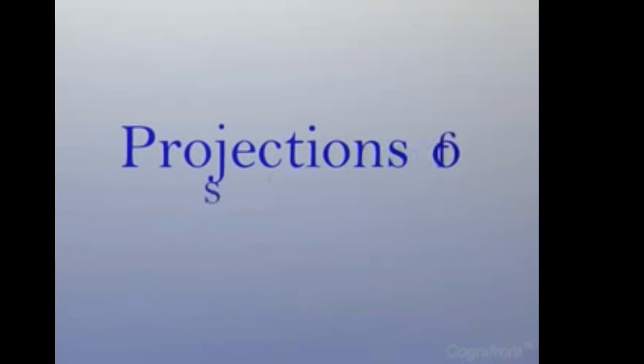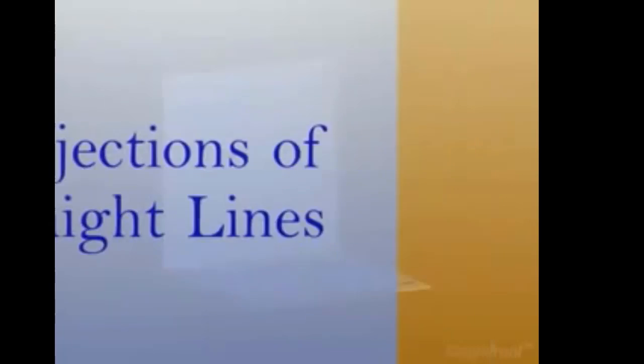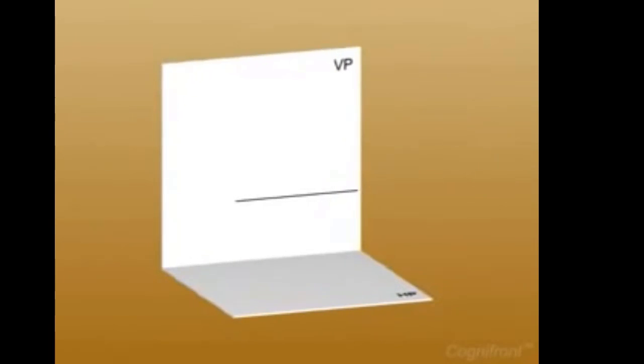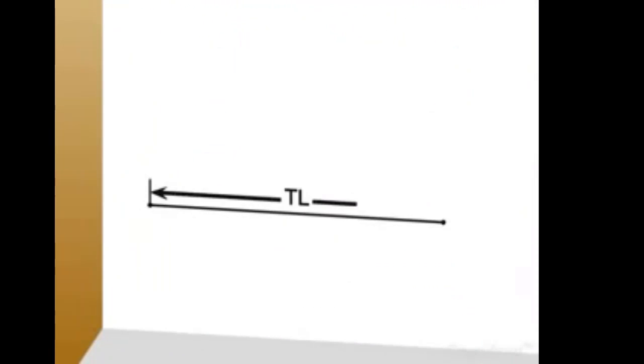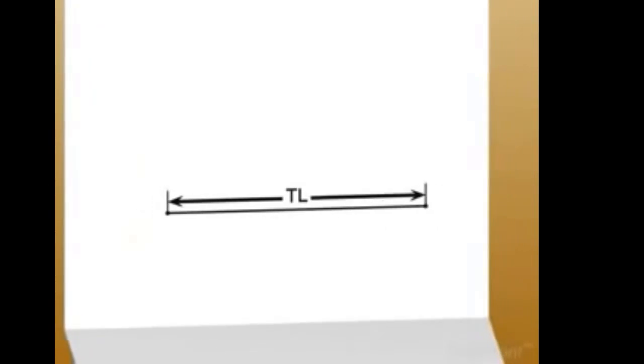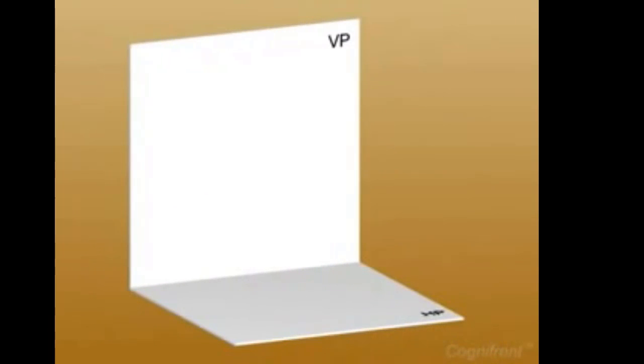Welcome. In this session, we are going to study the projections of a straight line. A straight line is a one-dimensional element connecting two points by the shortest distance, and the length is always a true length TL. The projection of a line can be obtained by drawing the projections of its endpoints on different planes. So, let's start.